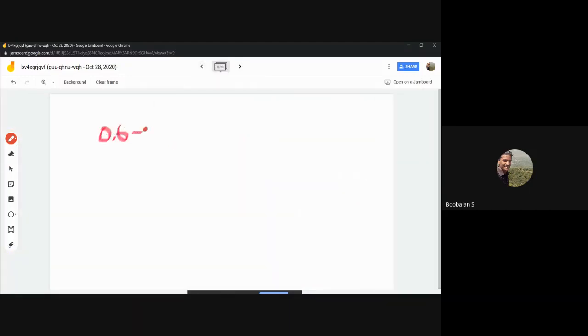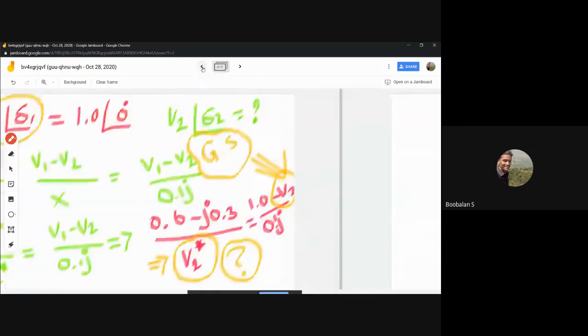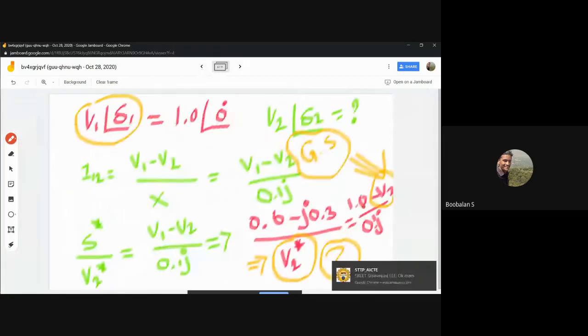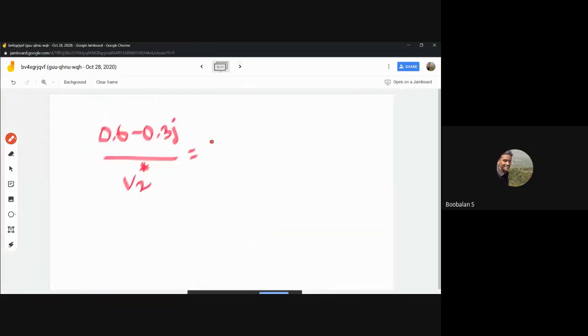0.6 minus 0.3j divided by v2 complex conjugate. That was on this side. On my right side, what is there? 1.0 minus v2 angle 0, we can leave the angle 0 degree, right? And j 0.1. From this, tell me only v2, that is v2 equal to, tell me just that. What will come?